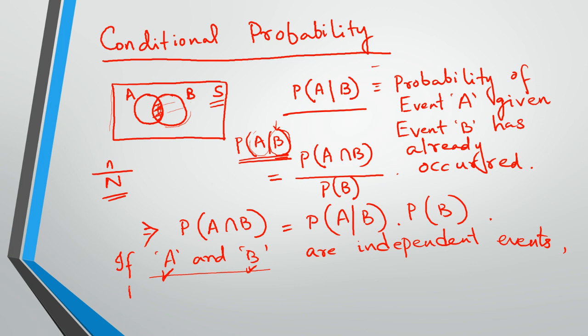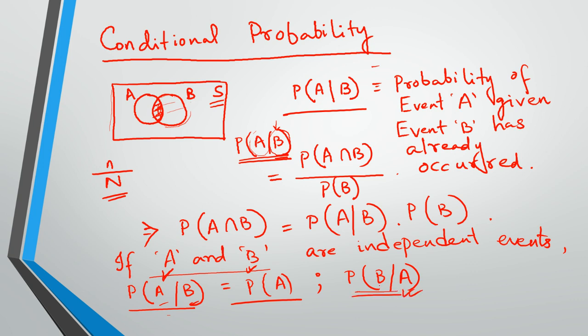Let's say probability of A given event B has occurred. What is the probability of event A when event B has already occurred? We know that when A and B are independent events, then probability of A given B will be probability of A. It does not even matter to A whether B has occurred or not. That's why the conditional probability will be the same as the probability of A. Similarly, for probability of B given A, we are saying that event A has occurred, what will be the probability of B? Basically, A is a sample space now.